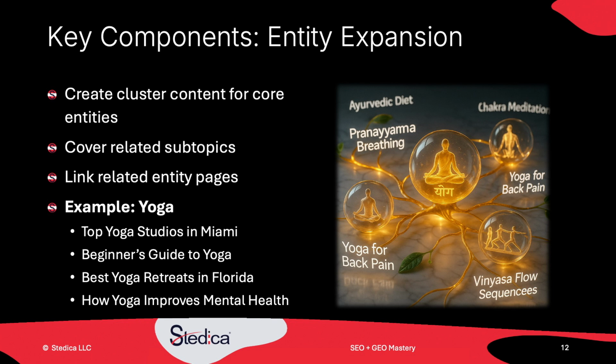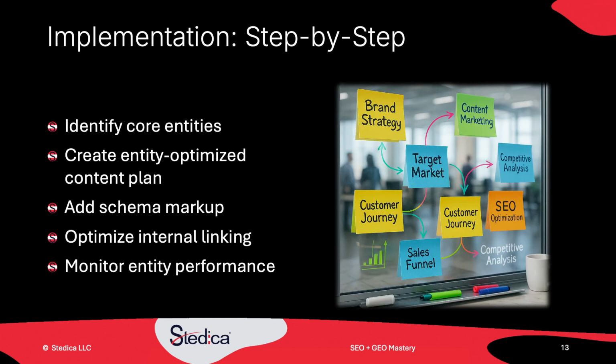4. Entity expansion: create cluster content around your core entities. Cover related subtopics to strengthen your coverage. Use internal links to connect related entity pages. Example: if your core entity is yoga, cluster content might include top yoga studios in Miami, beginner's guide to yoga, best yoga retreats in Florida, and how yoga improves mental health.